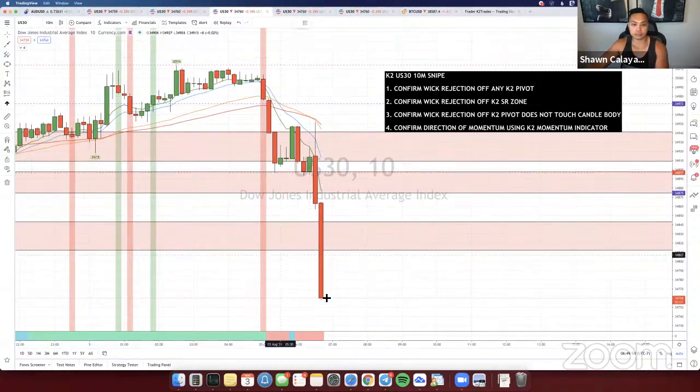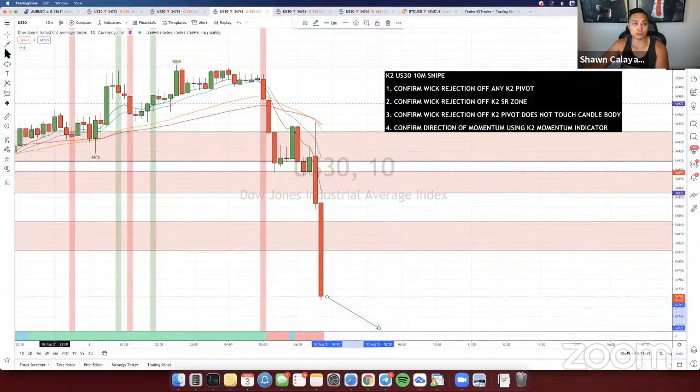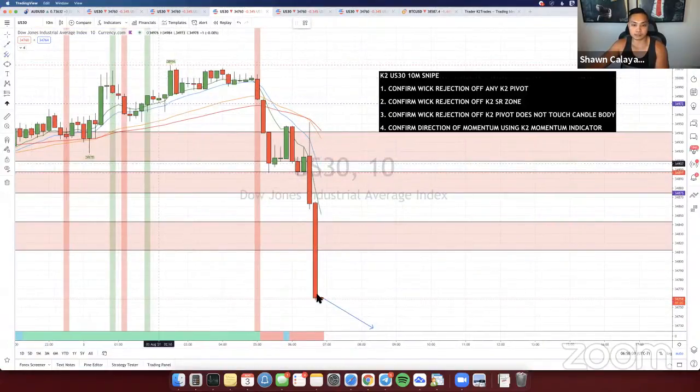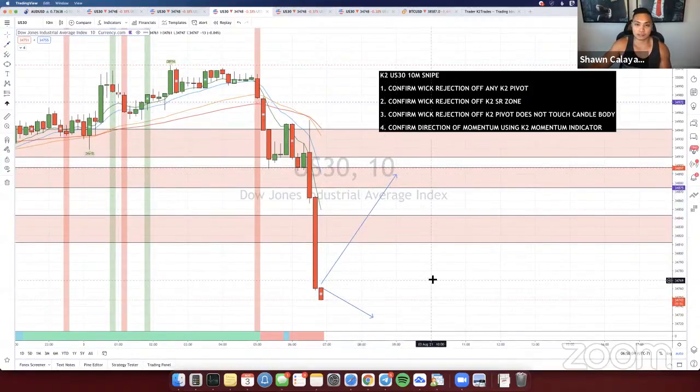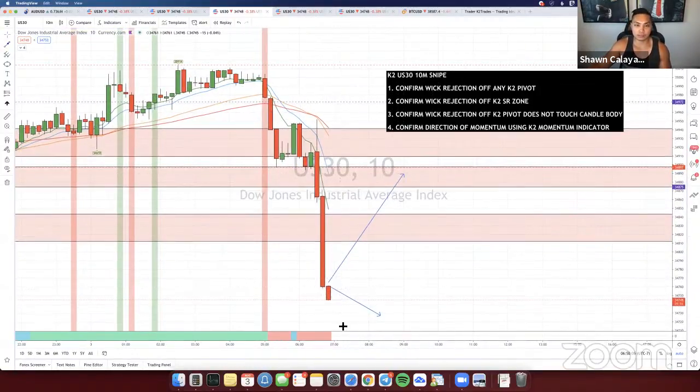Price will do one of two things. Price will either continue pushing down or it will retrace back up. In my perspective, it looks like it's going to just keep dropping even further. But here's the thing, guys. You don't want to chase this, because if you chase this right here, it can easily swing all the way back up at any moment. So just keep that in mind if you're looking to enter the trade here.